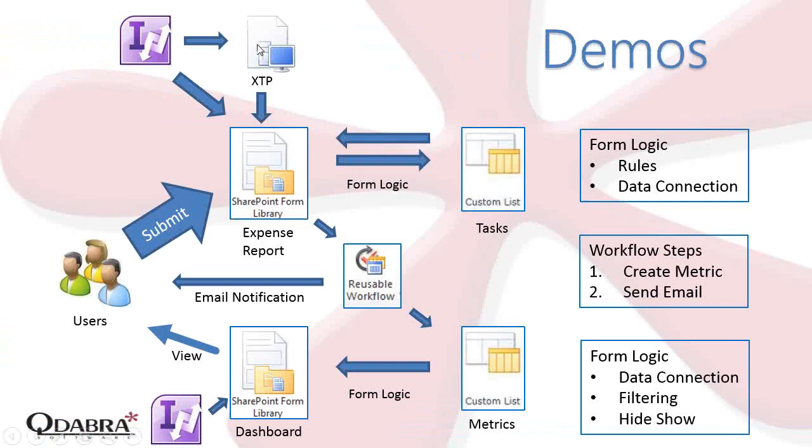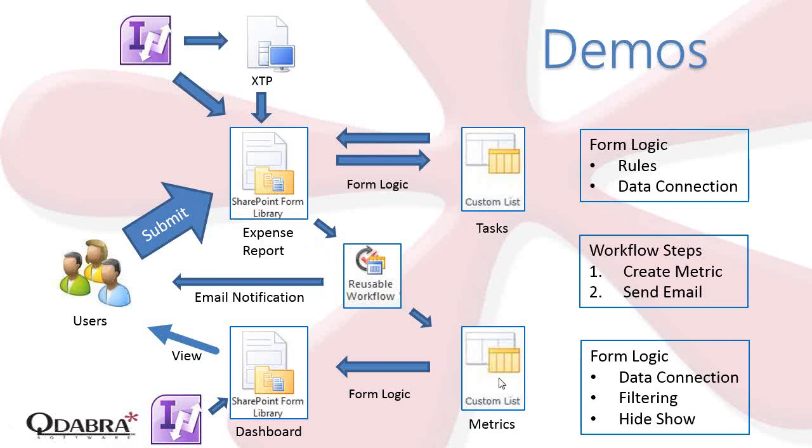So here's kind of what I showed. Let's go through this again here. In InfoPath, I created an XML template part on the right. I injected that into my form. I published my form to the SharePoint form library, my expense report. That form has logic to read and write from the task list. It also has its content type, so it has a workflow associated with it. That workflow then sees that there's a new item in the library, and it does two things. It sends an email notification to the user, and it also creates a metric.